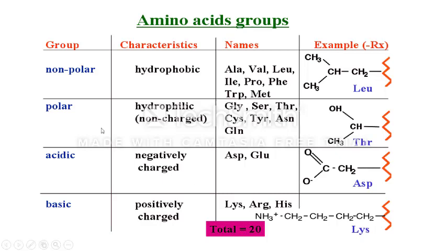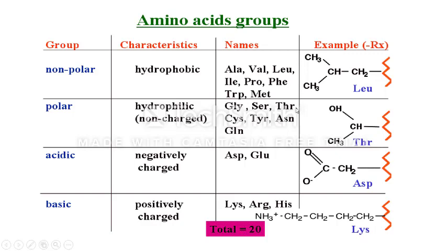Then here are some amino acids. They can be non-polar, polar, acidic, or basic. We have already discussed non-polar, polar, acidic and basic in the previous slide. Basically, non-polar amino acids are hydrophobic, and examples are alanine, valine, leucine, and here is a structure and example, the leucine. And polar amino acids are hydrophilic, non-charged.